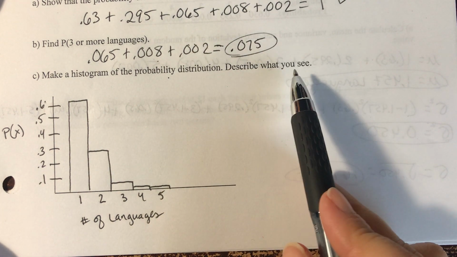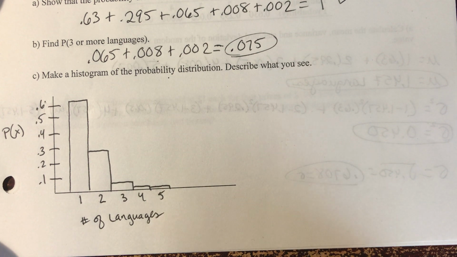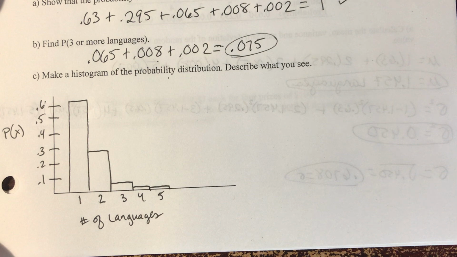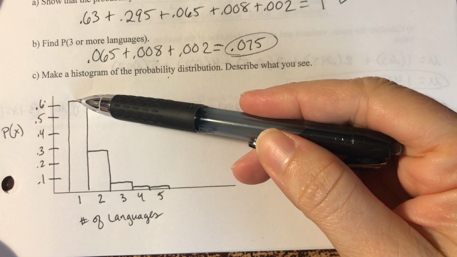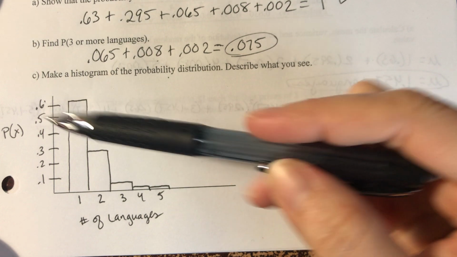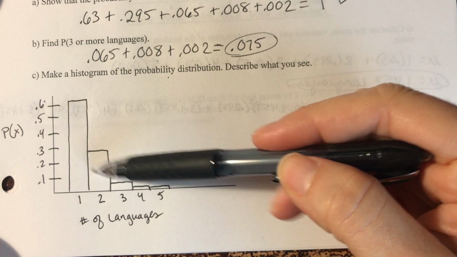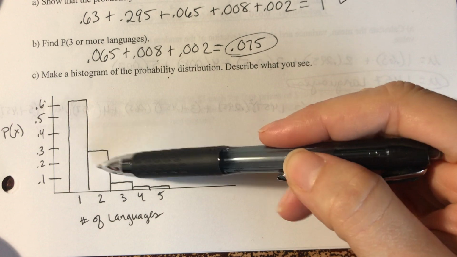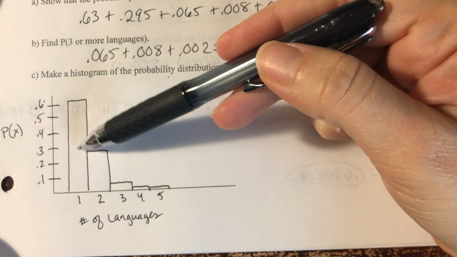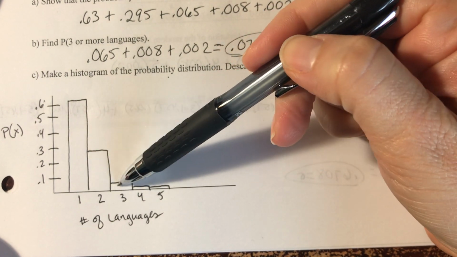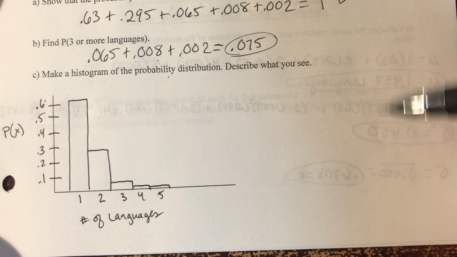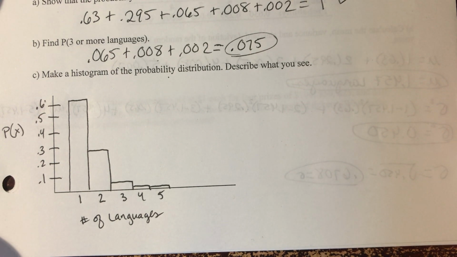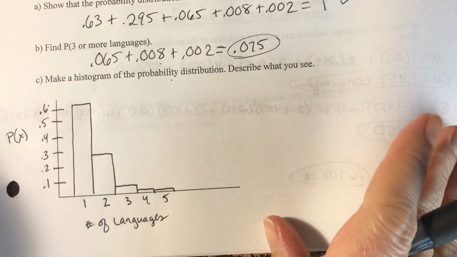When you describe what you see, state the obvious, just like we did in chapter 1 when we did these graphs. The obvious things here are most students only speak 1 language, over 60%. And then between first and second, we have over 90%. 90% of students speak only 1 or 2 languages. 10% of students speak 3 or more, all right? Any of those would be good. This is a right skew graph, you could use any of those terms, good stuff.